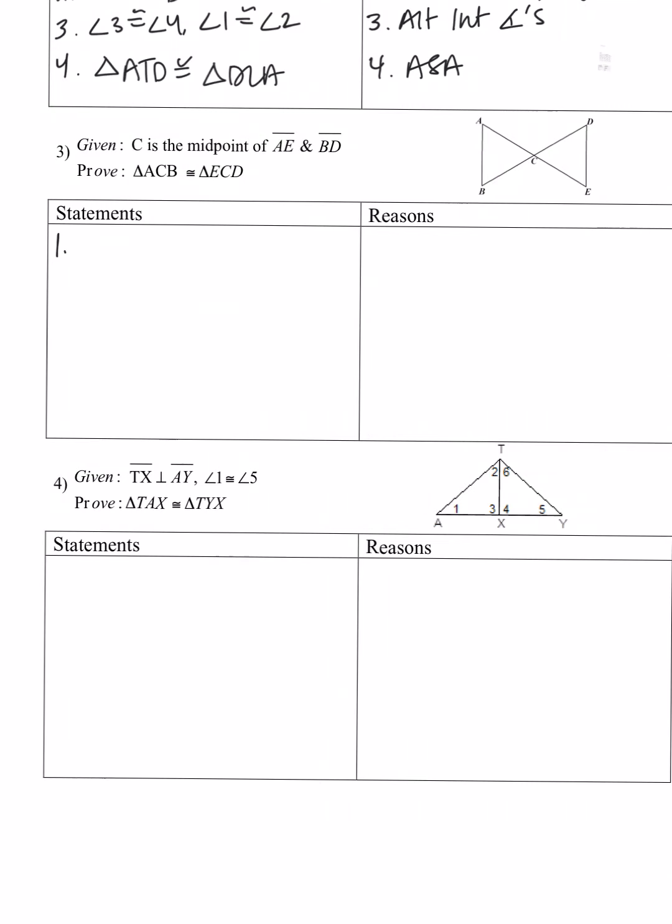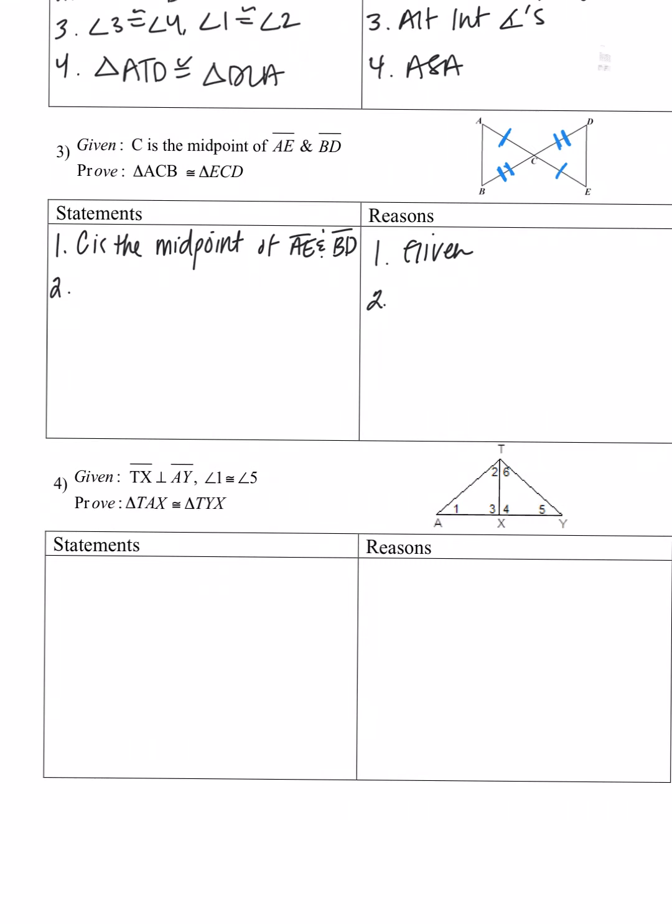Step 1, write that given information. C is the midpoint of AE and BD. This is given. Okay, now I'm going to go mark the given information. So if C is the midpoint of AE, then I know these 2 segments are congruent. And then I also know these 2 segments are congruent if it's also the midpoint of BD.